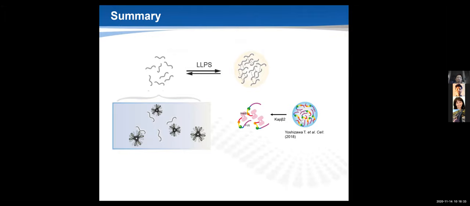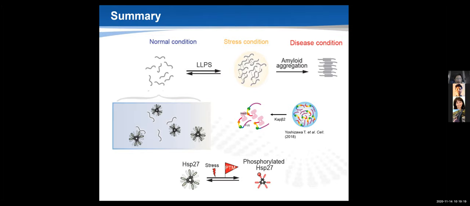But from here, it's more or less like the 2018 Cell paper showing that another chaperone, a small heat shock protein, can recognize FUS and prevent it from phase transition. So these two proteins can prevent phase transition. But under stress conditions, as we know, FUS needs to undergo phase transition and enter stress granules to fulfill its function. And under disease conditions, if this regulation is dysregulated, it further forms amyloid aggregation related to disease.